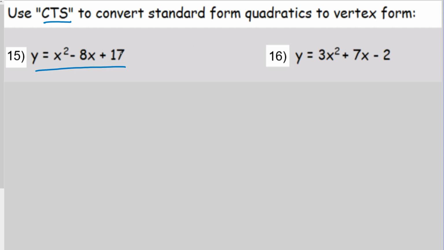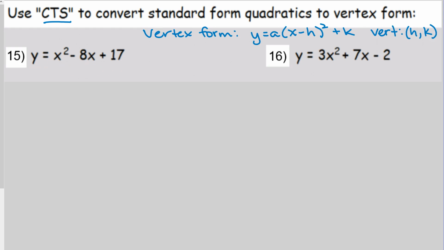So vertex form is really handy for graphing and being able to tell what your vertex is. And vertex form looks like this. Remember, y equals some number a times the quantity x minus h squared plus k, where the vertex is (h, k). So completing the square is going to help us convert from what we have into that form.